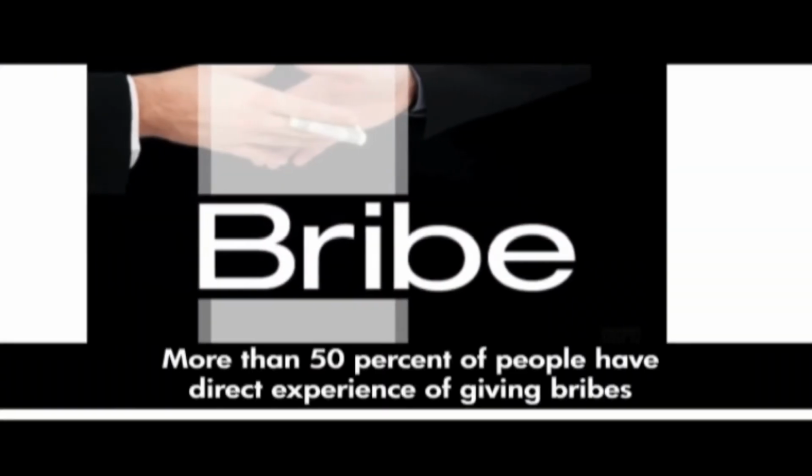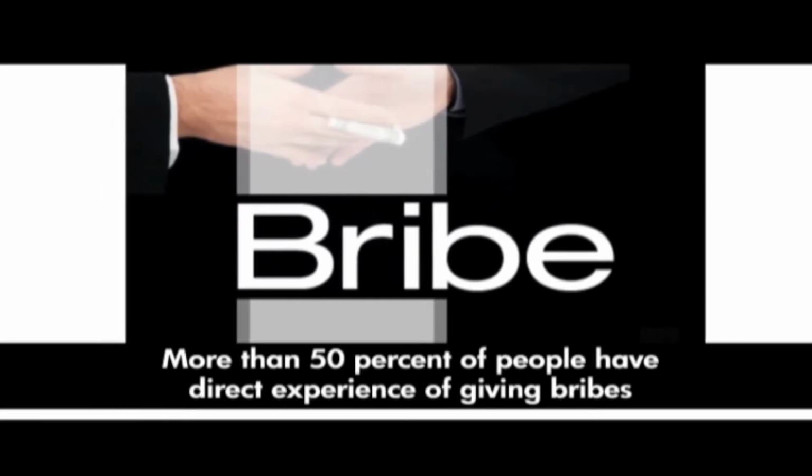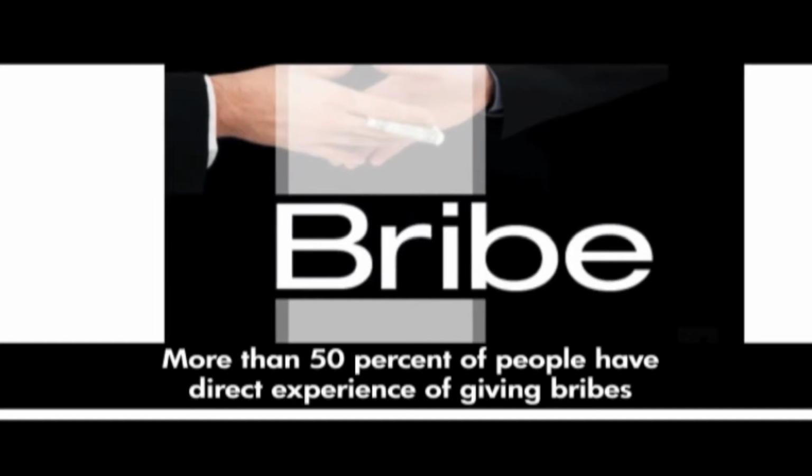The Indian economy was weighed down by extensive regulation and public ownership, leading to extensive corruption and slow growth. More than 50% of the people have direct experience of giving bribes or using political or other influences to get work done in public offices.